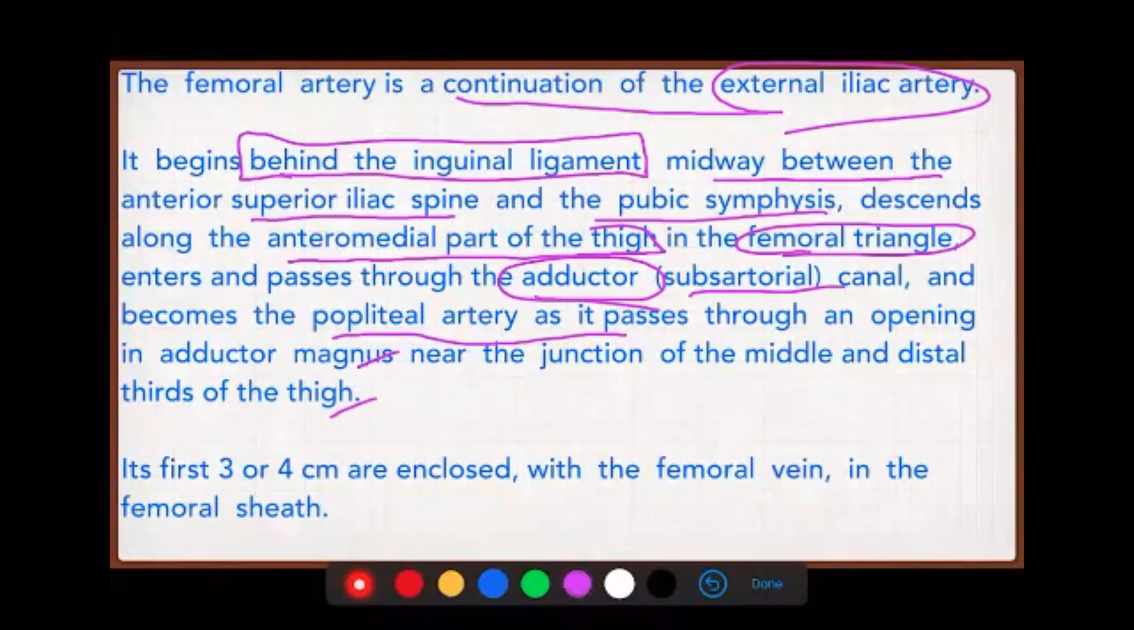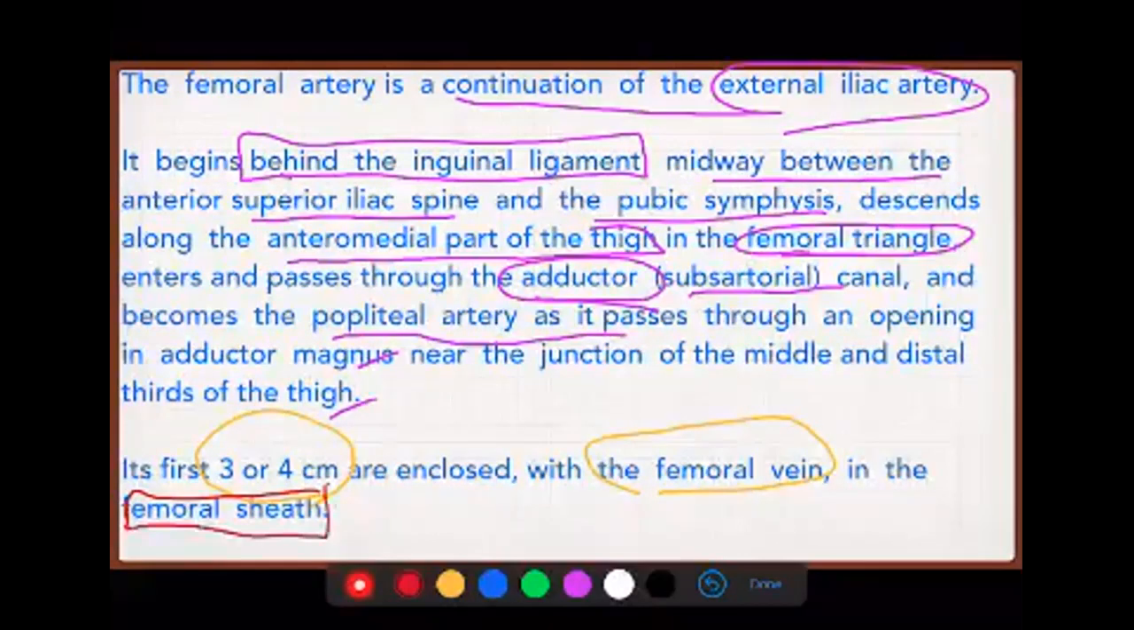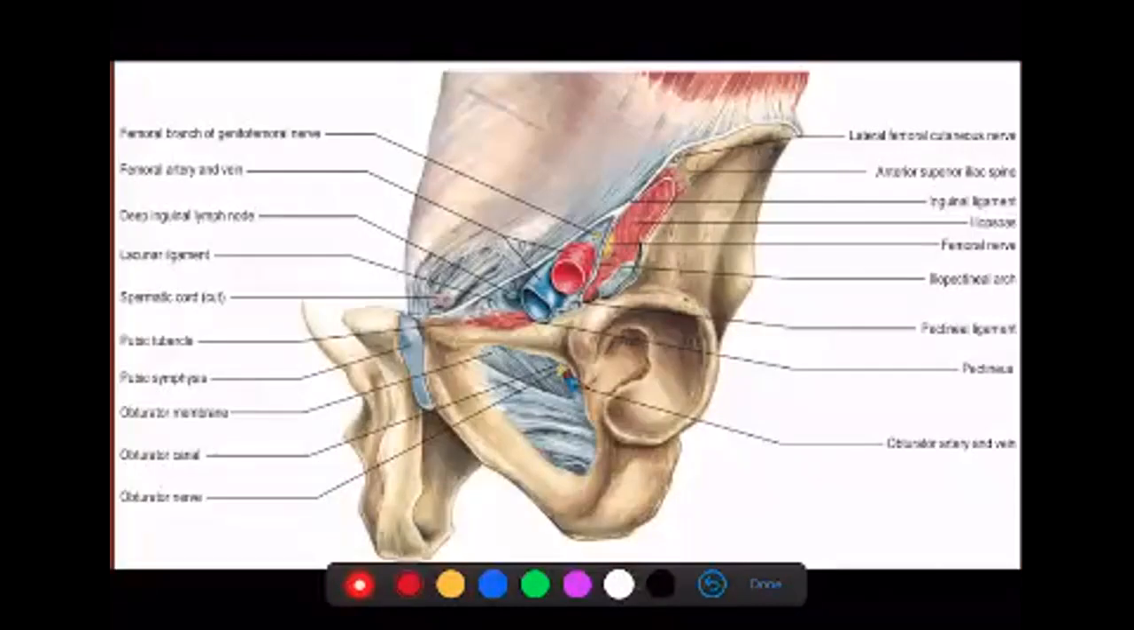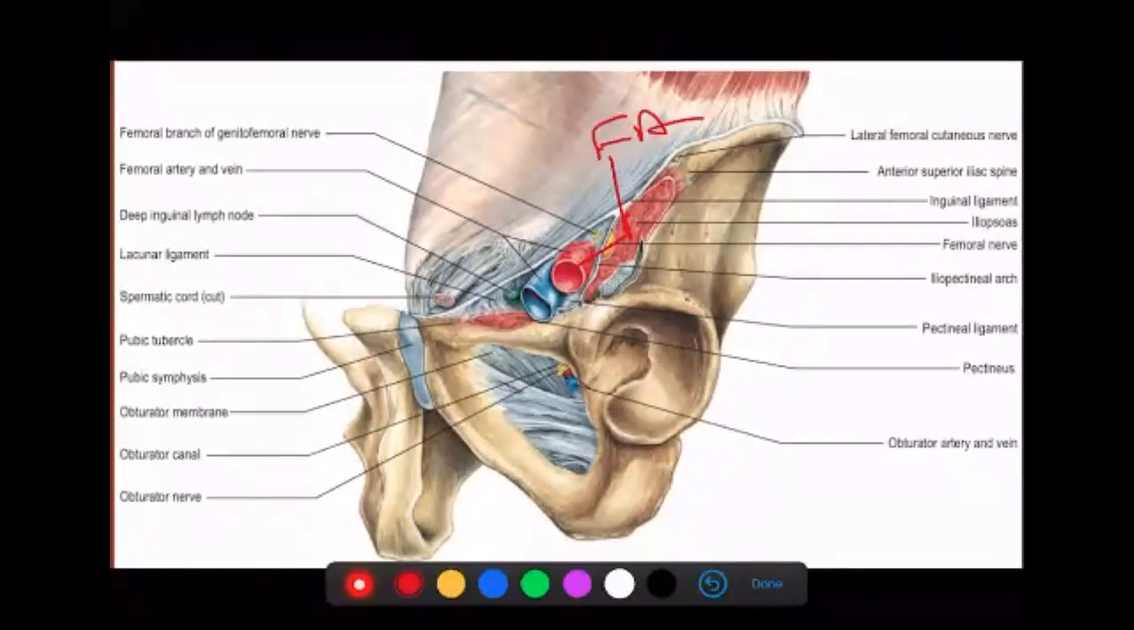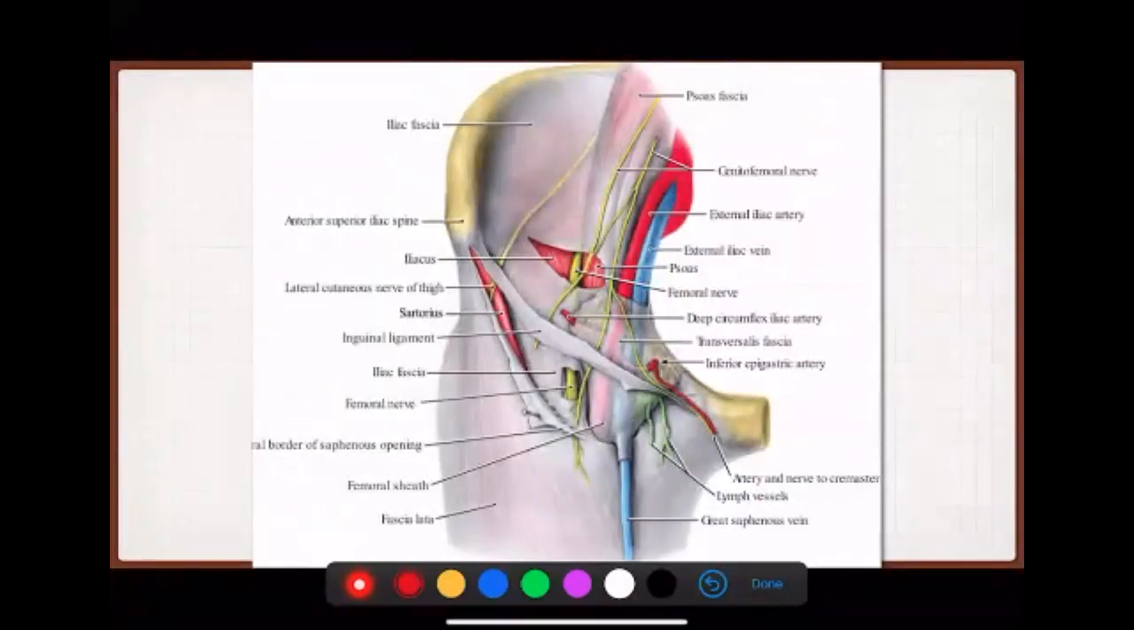Its first 3 to 4 centimeters are enclosed with the femoral vein in the femoral sheath. You do know this. So this is the cross section. See, the femoral artery and vein are enclosed in the femoral sheath. It will be more clear then. You see the structures that are covered by this one.